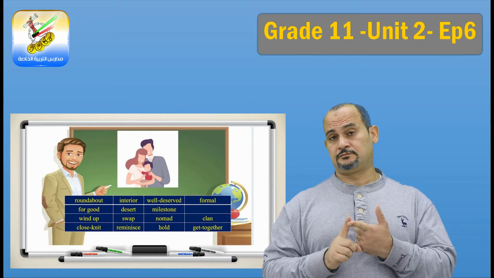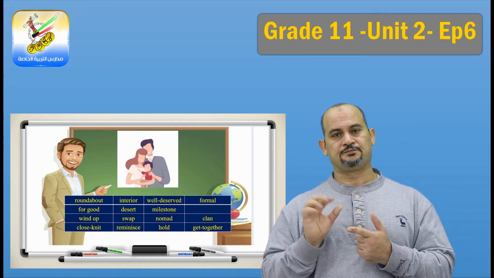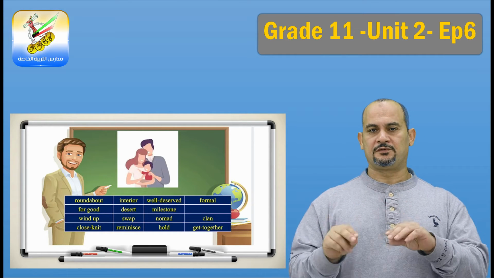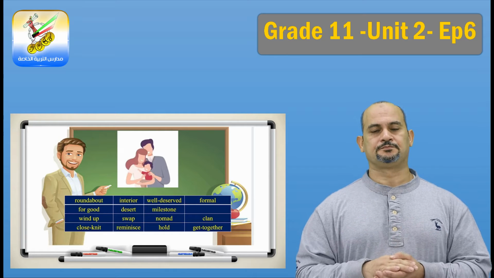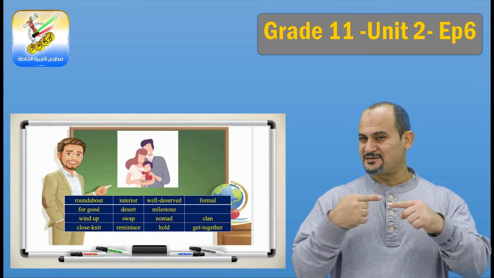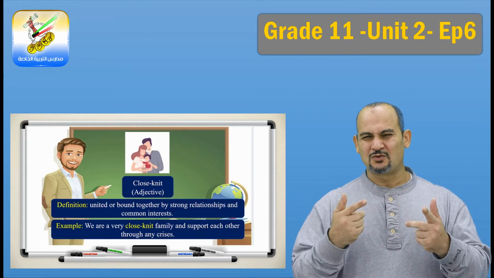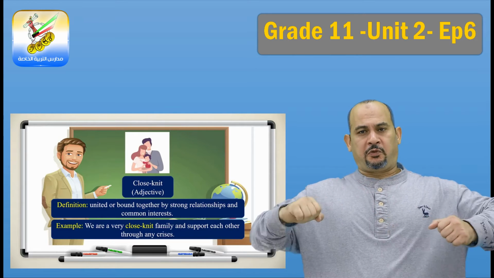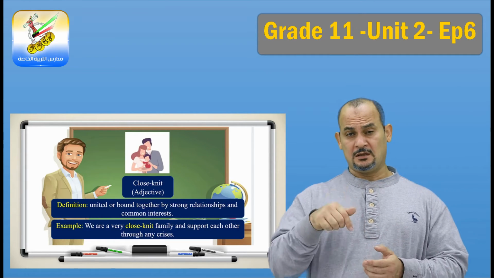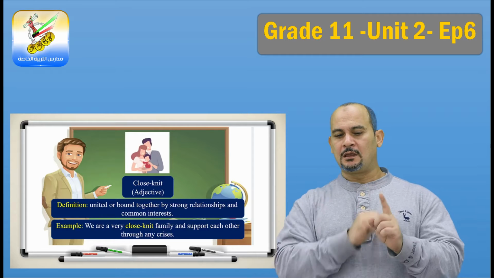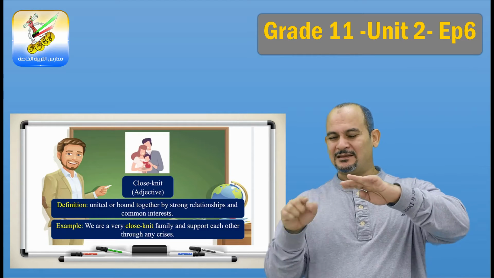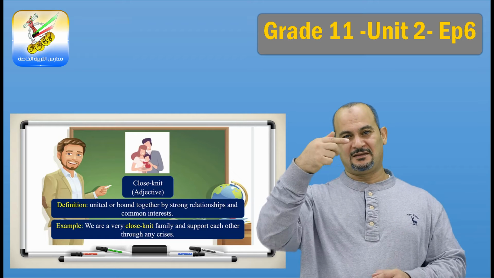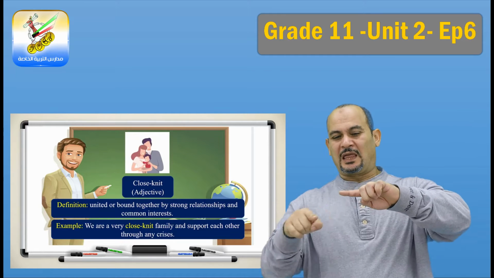Good job. So let's move along with the next picture here, and we have a family. What do you think this photo represents? I think you got it. Correct. This is closeness. It's an adjective. It means united or bound together by strong relationships and common interests. For example, we are a very close-knit family and support each other through any crisis. We are together, related together.